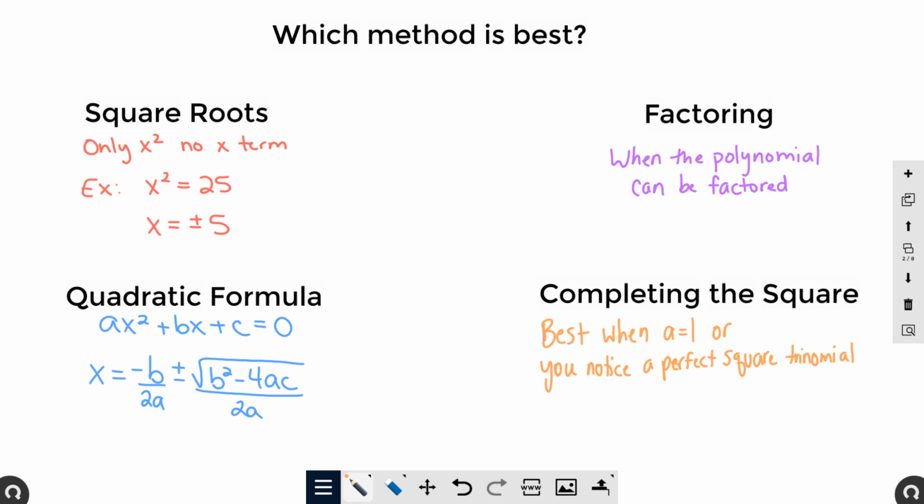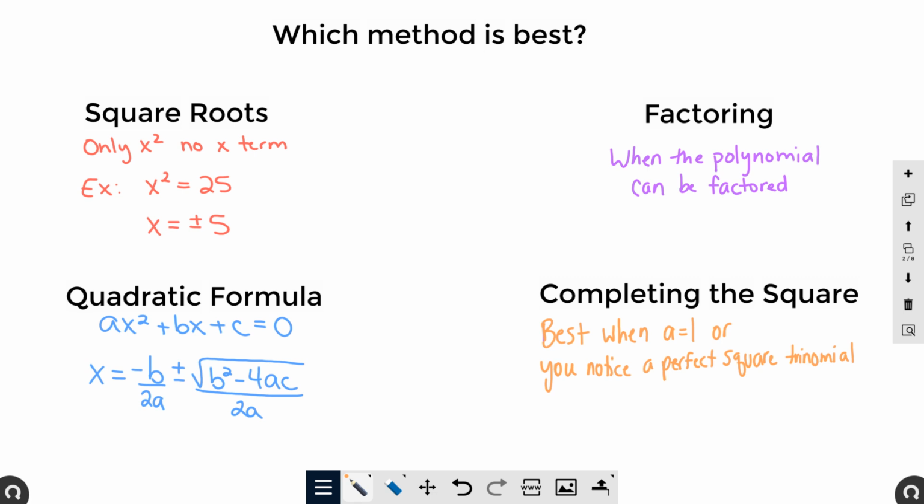There we go. Now, can you use any of these methods? You technically can. The only time I wouldn't use the quadratic formula is if the problem just has x squared in it; square roots would probably be easier than the quadratic formula. But you could use any of these methods depending on the type of problem that you have.